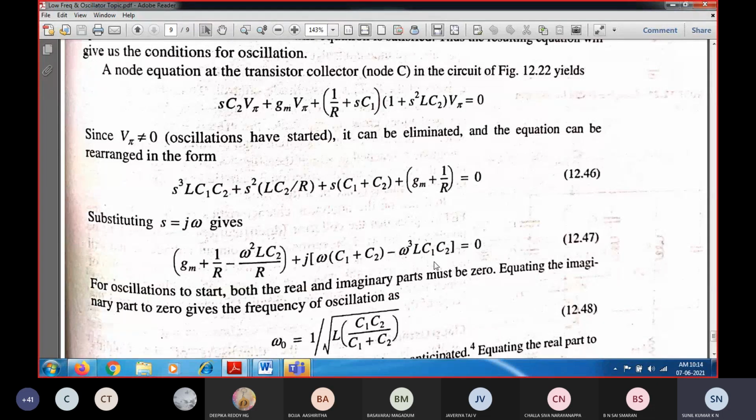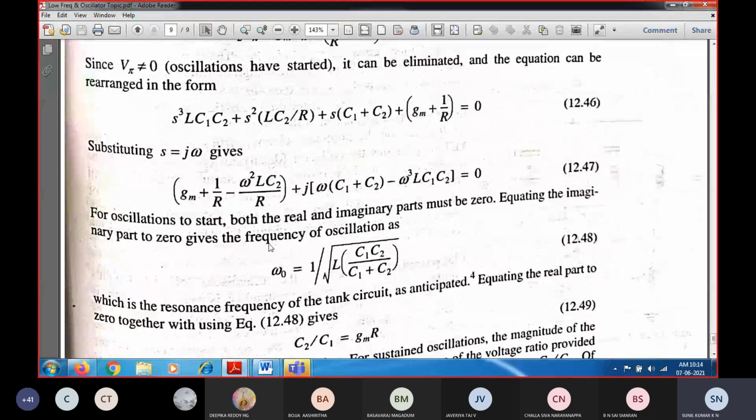So the imaginary part, if we equate it, you're going to get the frequency of oscillation for the Colpitts oscillator as given by this one. So omega naught is equal to 1 by square root of L into C1 C2 divided by C1 plus C2. So by equating this imaginary part, we are going to get this expression.